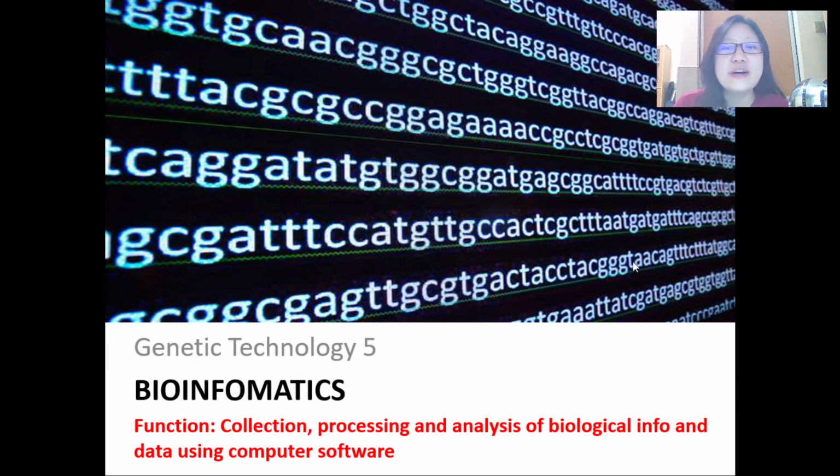This is Bioinformatics. What is the function of bioinformatics? It is for the collection, processing, and analysis of biological information and data using computer software, which kind of explains the name bioinformatics, basically biological information, and a field that studies biological information, not just the collection of it, but also the processing and analysis.